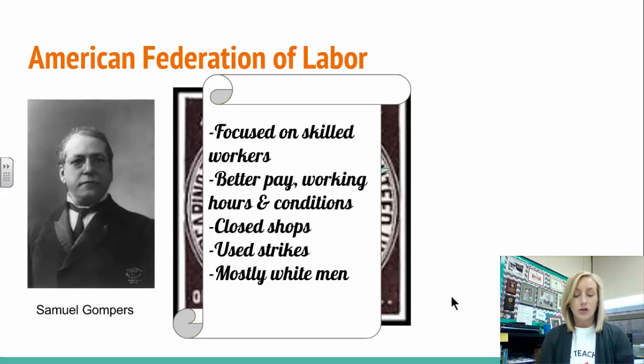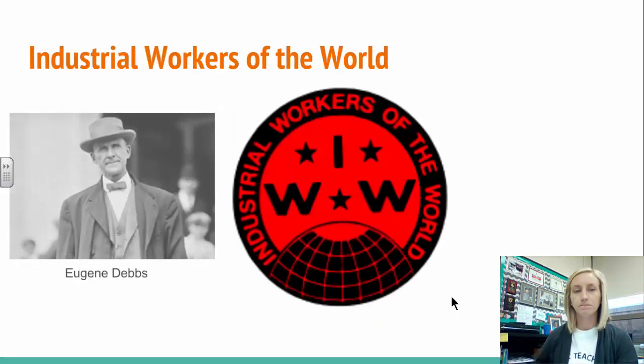They advocated for something called closed shops, which is where employers only hire union workers. And they did advocate for strikes, which is where the workers walk off the job.